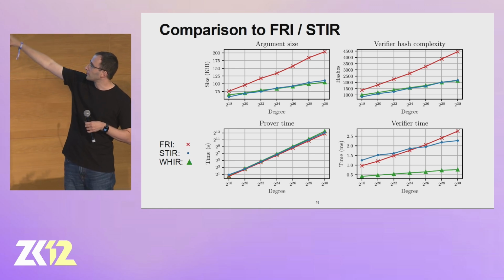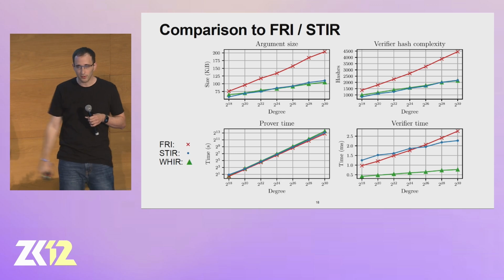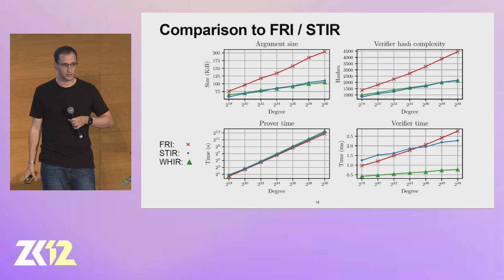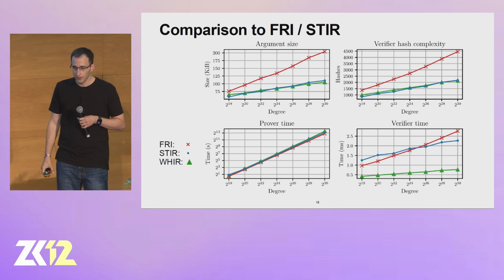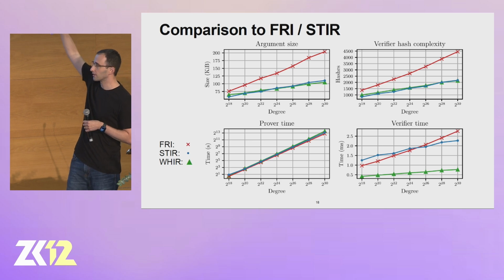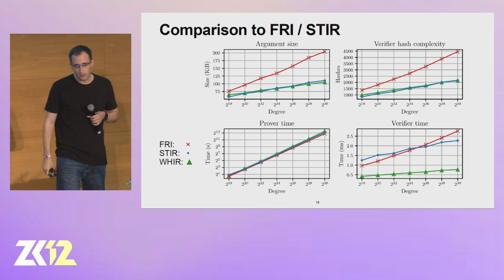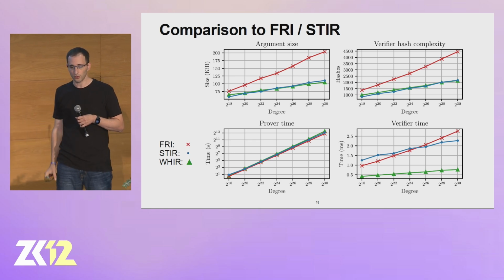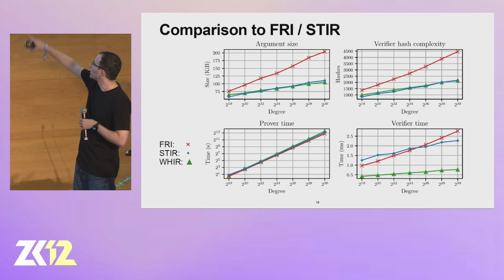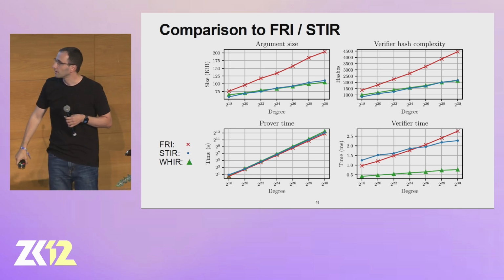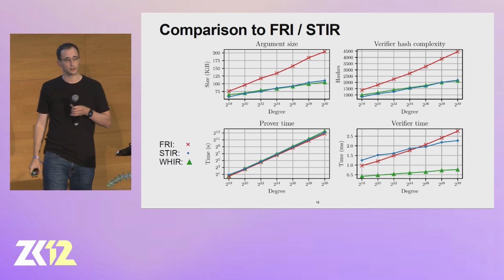The prover time, you can see, is roughly the same in all schemes. Mainly the bottleneck of all these schemes is to do some big FFT, and this is what they do anyway. The verifier hash complexity is much smaller in STIR and WHIR. Okay, but in WHIR also the field operations complexity is much smaller. So you can see here, the green one is WHIR, and both STIR and FRI have a much larger verifier time.